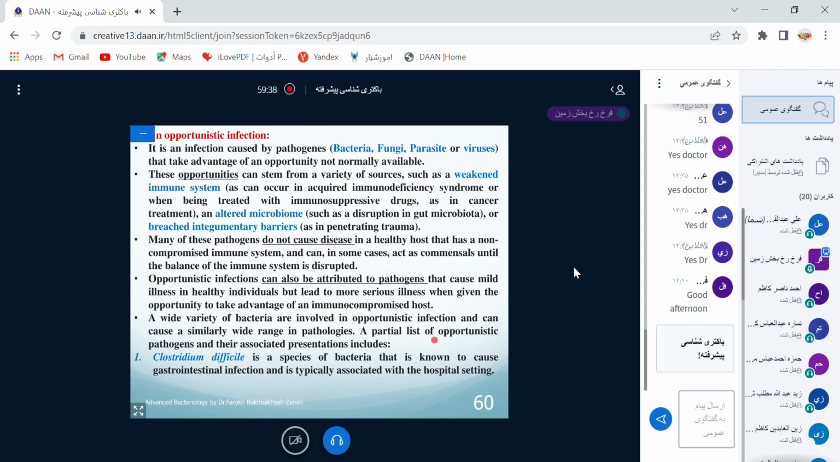A partial list of opportunistic pathogens and their associated presentations, okay? Some of the important ones. It is not all, but it is some of the important ones. What are we talking about? We are talking about a partial list of opportunistic pathogens. Number one, Clostridium difficile.